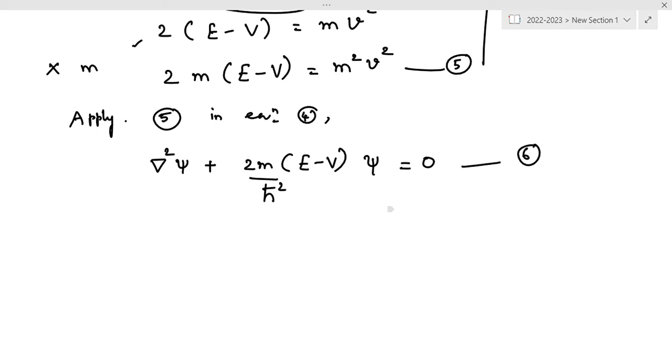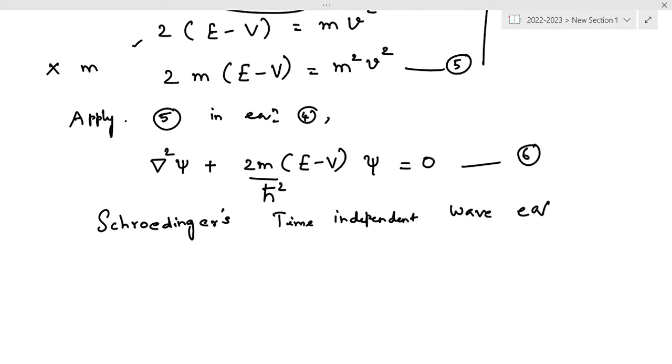So the above equation is known as Schrodinger's time independent wave equation. Time independent wave equation. Now it is in three-dimensional form, 3D form.